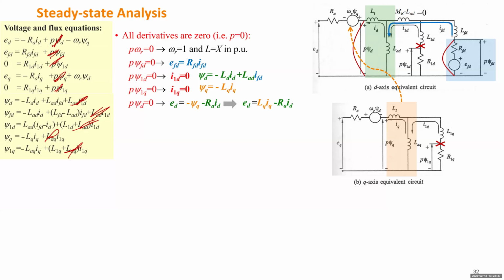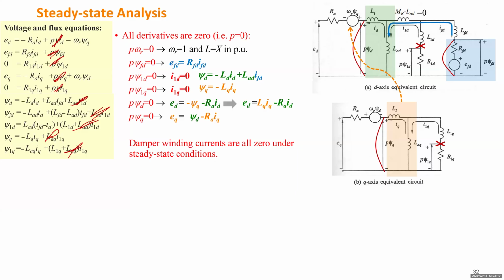And this voltage is caused by this branch. Because this orange branch generates the flux linkage in the Q axis, and this flux linkage multiplied by omega r will become the source in the stator winding of the D axis.